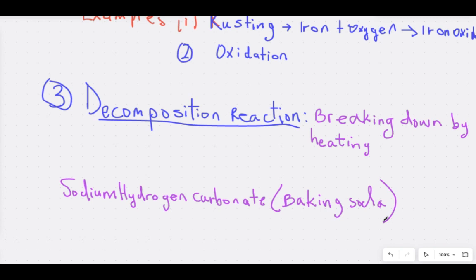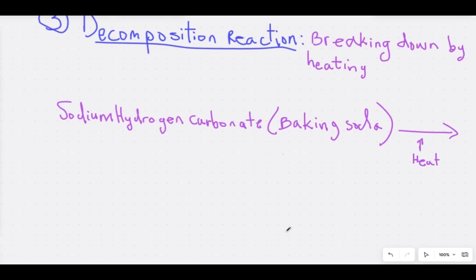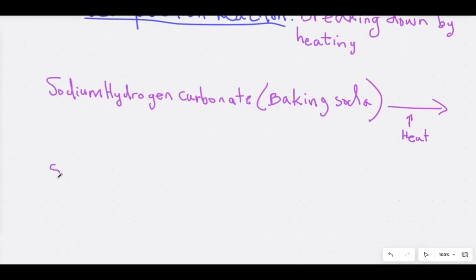Baking soda. If we can break it down into smaller substances by heating, it will decompose to give us sodium carbonate and carbon dioxide. So when you heat this, we get sodium carbonate separate. See, it's reduced to smaller units.